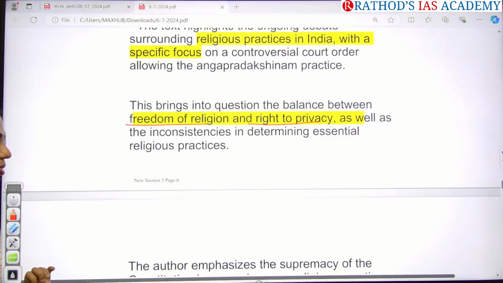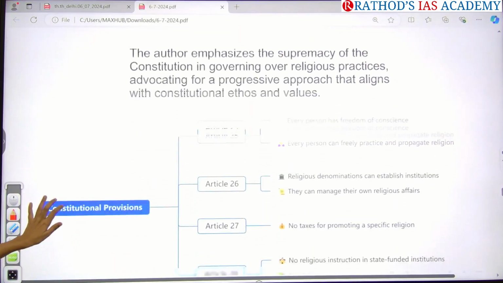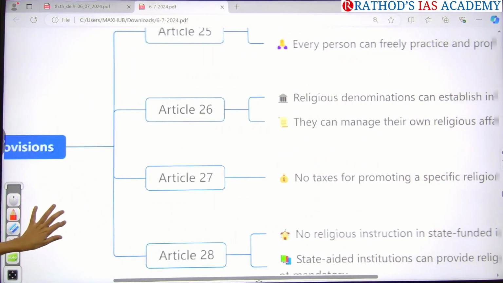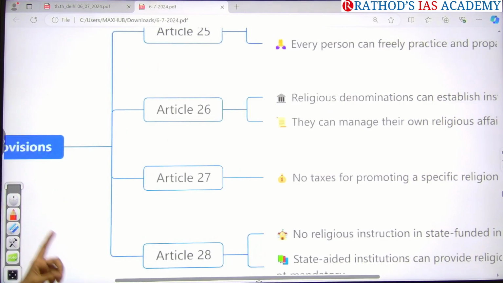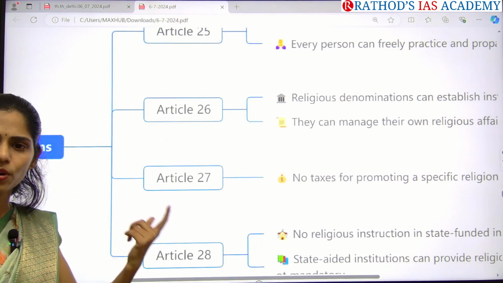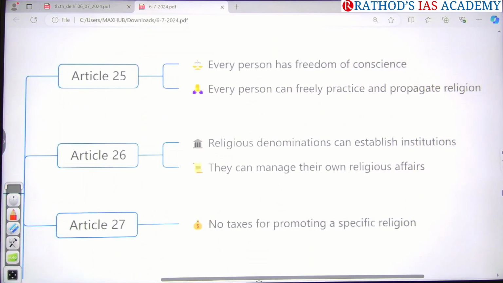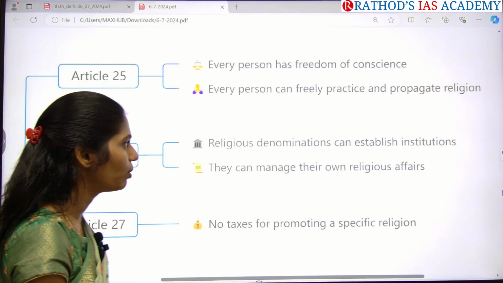They are in use because of this allowing of the Anga Pradakshina practice. Okay, so now let us see the articles related to this right to religious freedom. Articles 25, 26, 27 and 28 talk about the right to religious freedom. If you see Article 25, it says that every person has freedom of conscience.